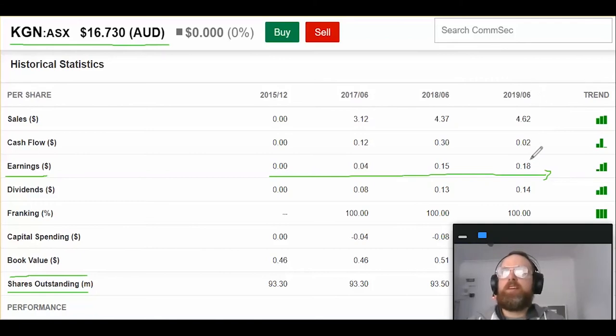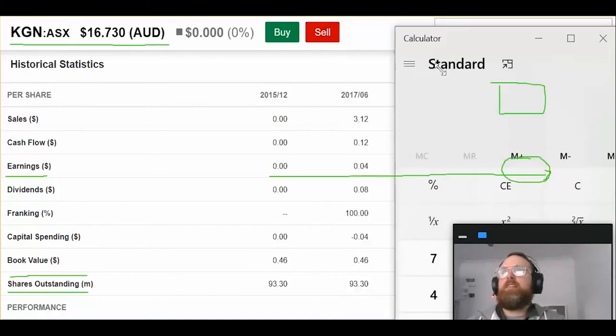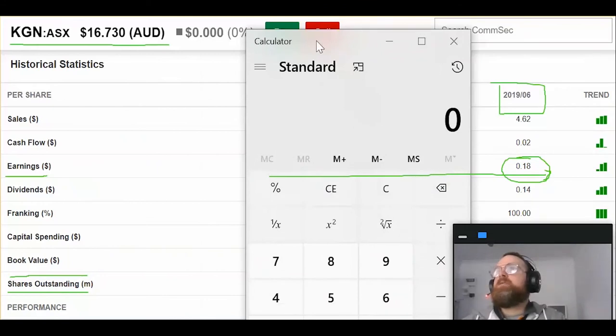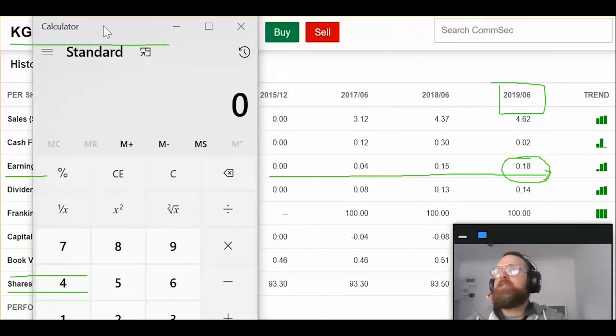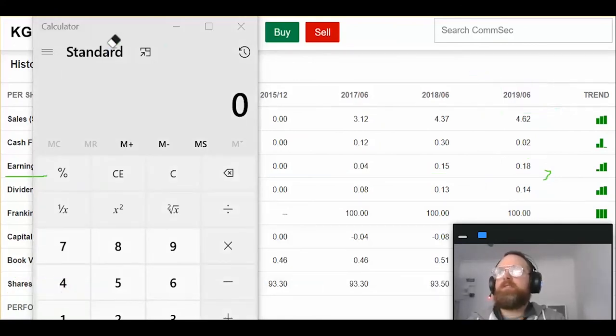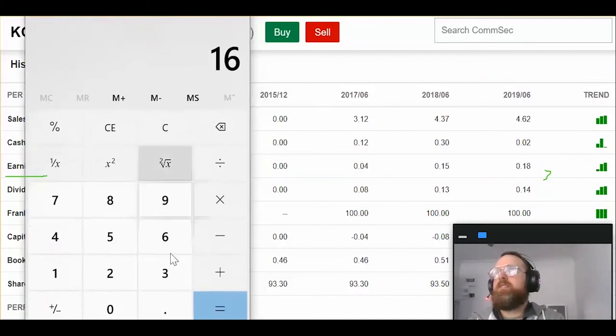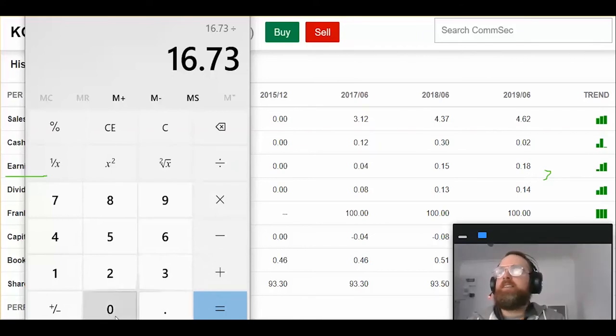June 2019, it had earnings of 18 cents. So if we wanted to do a PE ratio, I'll get the calculator out because I don't want to do this in my head. So we've got $16.73 as the price. Yeah, let's get rid of this. So we've got $16.73, and we divide that by 18 cents.